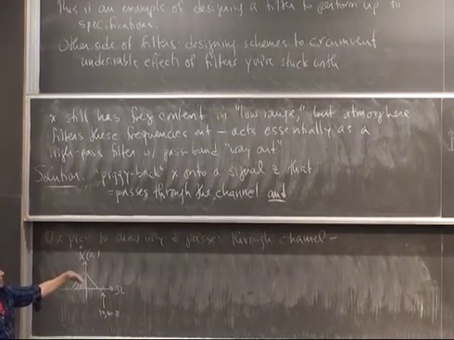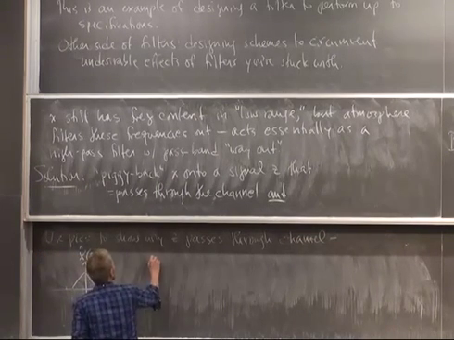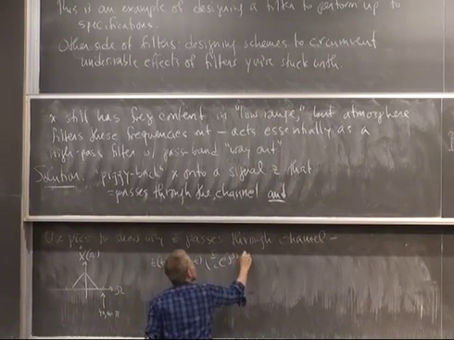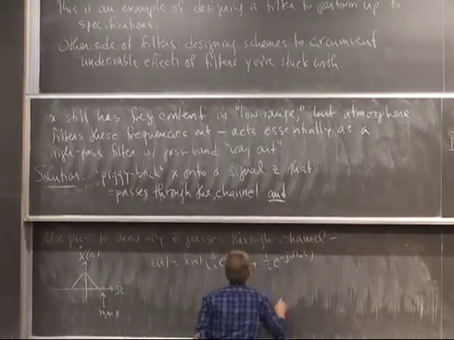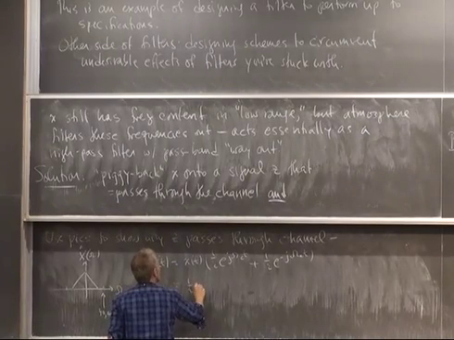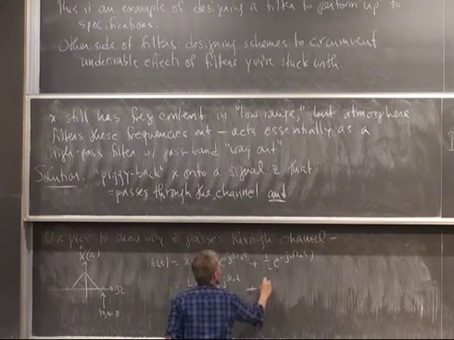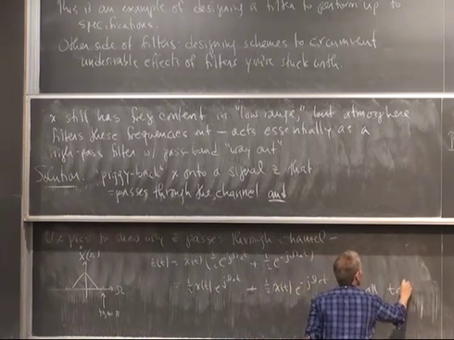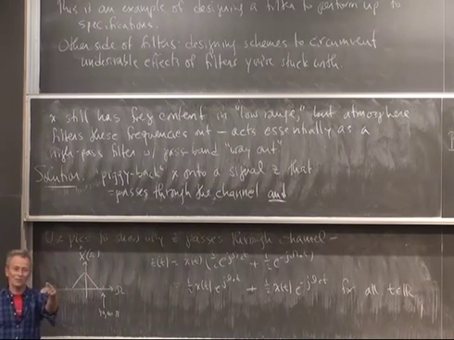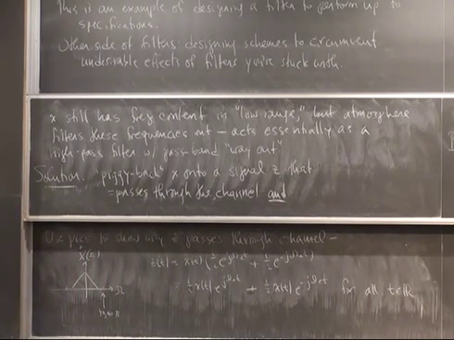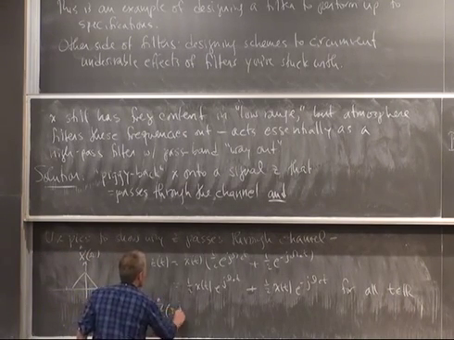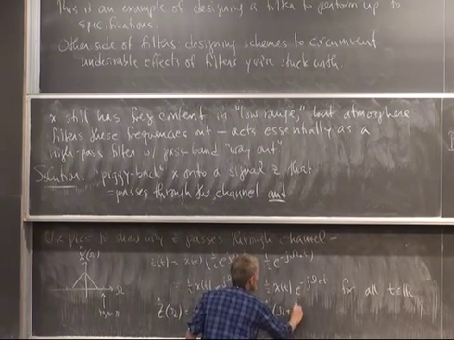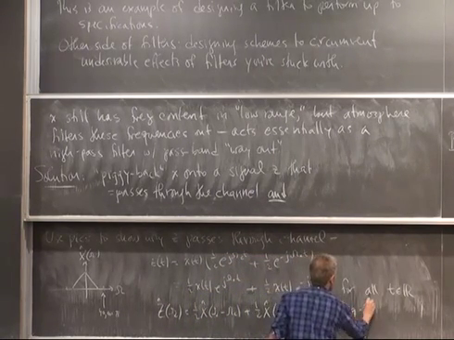z of t is x of t times the cosine omega_c t, and you can use Euler's formula. So z of t is equal to x of t times 1/2 e to the j omega_c t plus 1/2 e to the minus j omega_c t, which is 1/2 x of t e to the j omega_c t plus 1/2 x of t e to the minus j omega_c t for all t. Now, by the frequency shift rule, z hat of omega is equal to 1/2 x hat of omega minus omega_c plus 1/2 x hat of omega plus omega_c, by the frequency shift rule.